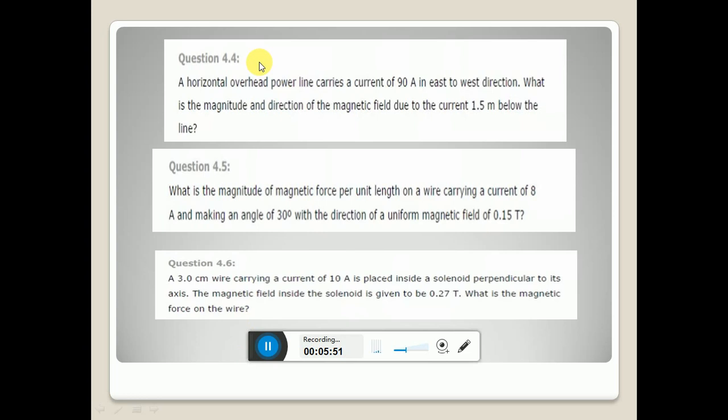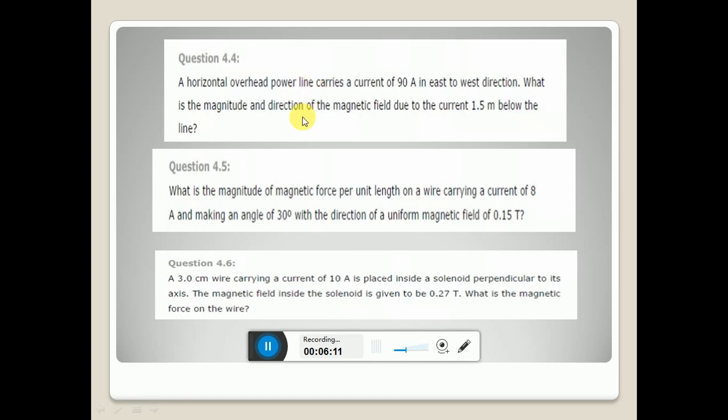Fourth one, a horizontal overhead power line carries a current of 90 amperes in east to west direction. What is the magnitude and direction of magnetic field due to the current 1.5 meters below the line? We have already seen this question. Anyhow, it is an exercise question, so try to find out the magnitude and direction of that magnetic field.